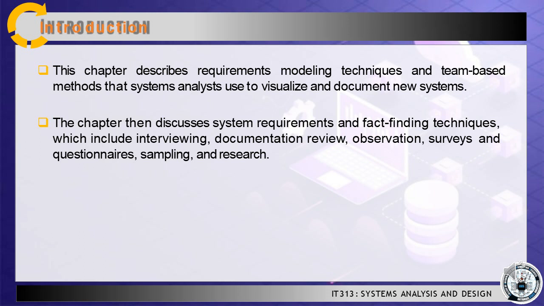This chapter describes requirements modeling techniques and team-based methods that system analysts use to visualize and document new systems. This also discusses system requirements and fact-finding techniques, which include interviewing, documentation review, observation, surveys and questionnaire sampling, and research.